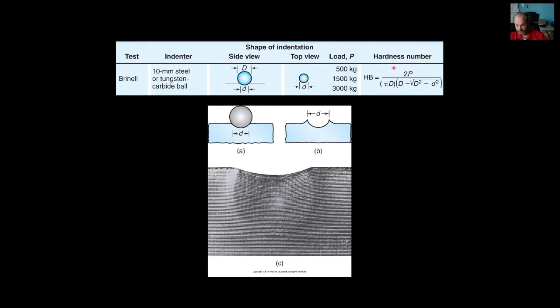You would calculate it by taking twice the load and dividing by a number which includes the big diameter of the steel ball, the indenter itself, and the little diameter, which is the actual dent that you make. So you might want to practice that, and we'll go through a problem that goes through a calculation and applies it to another element.